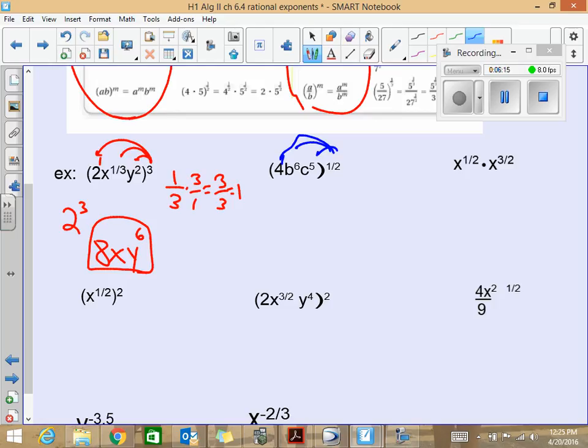I really should make this like a 9, because it is 2, but it's not because 4 divided by 2 is 2. It's because the square root of 4 is 2. Does that make sense? That should not be a 4.